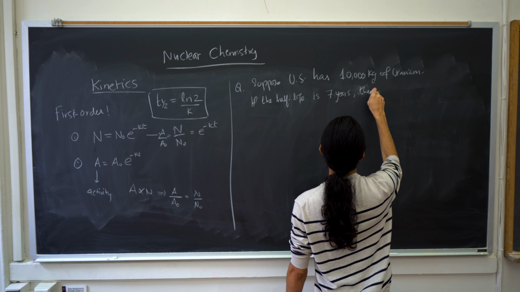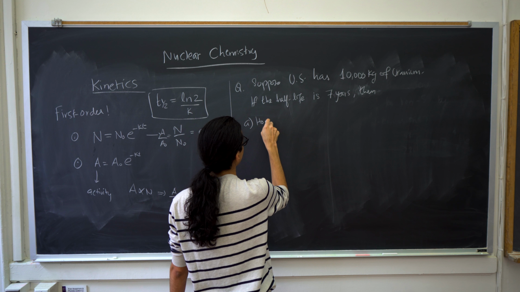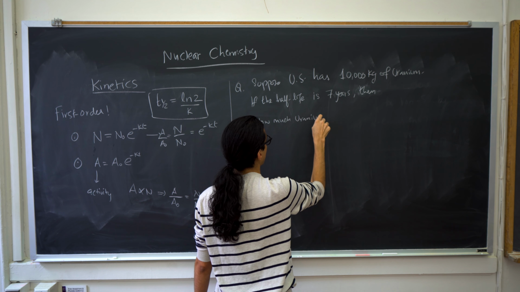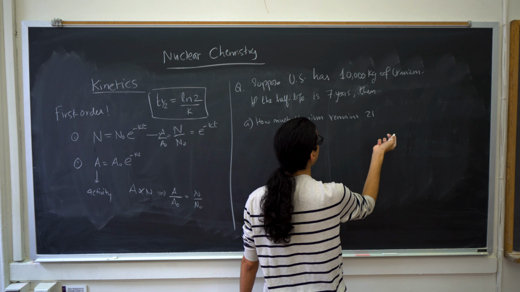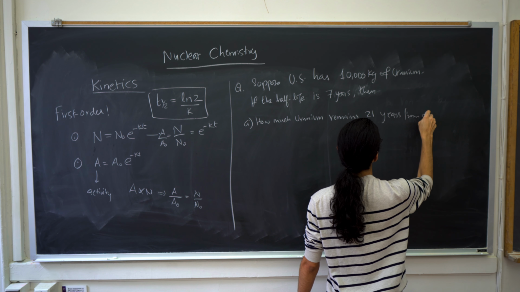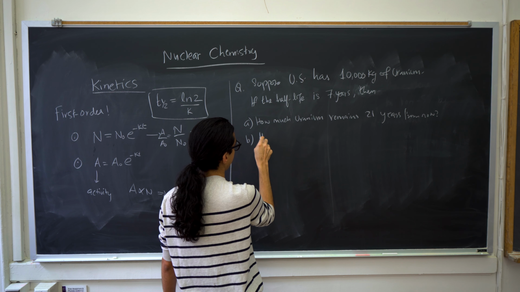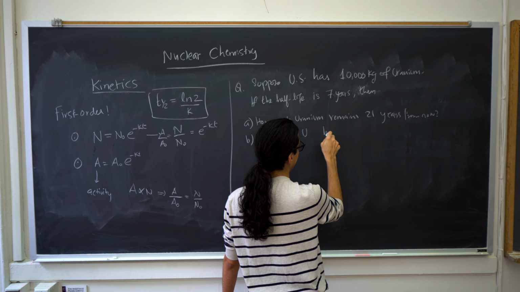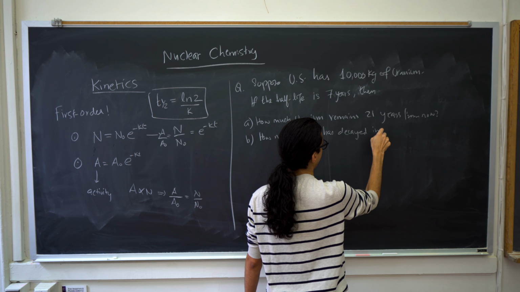Then 2 parts. A, how much uranium remains 21 years from now. And part B, how much uranium has decayed in 21 years.